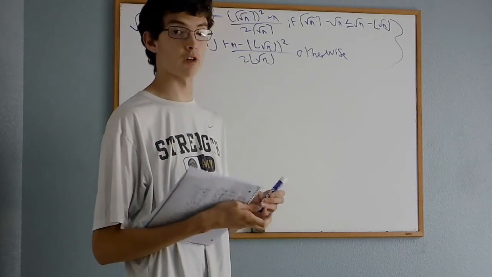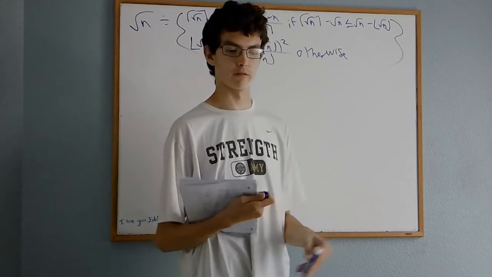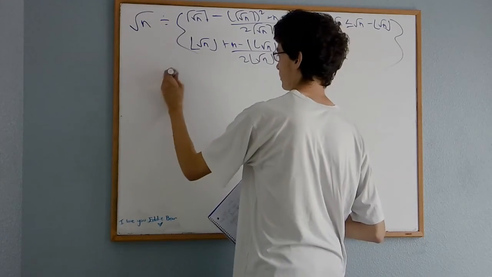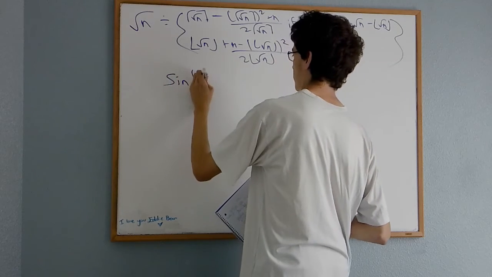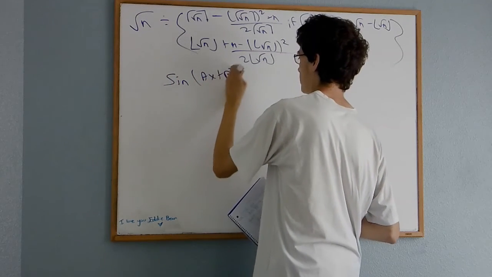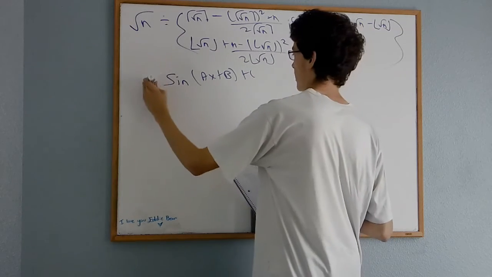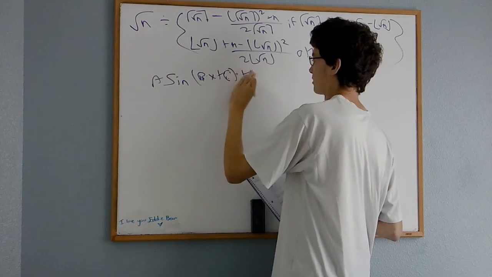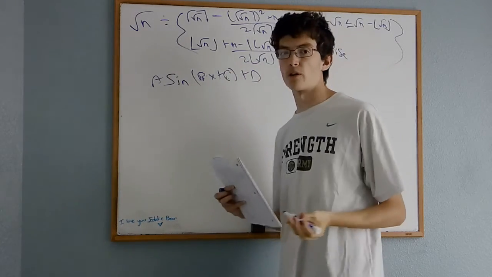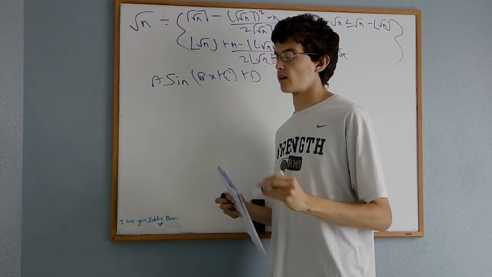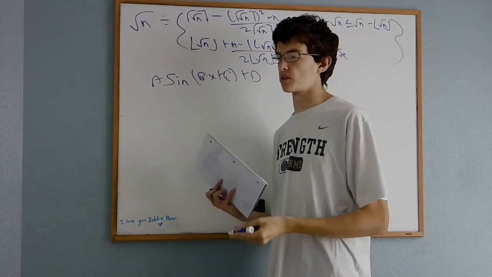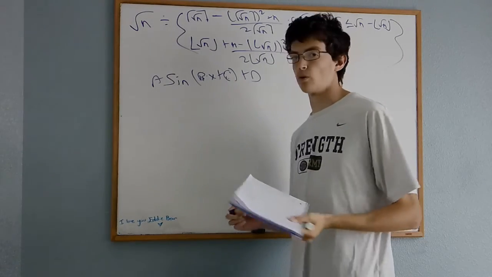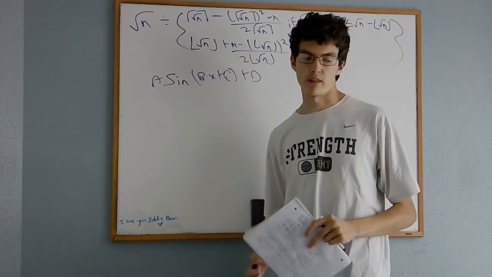Okay, so based on the curve that I got from my regression, it appears to be some kind of sinusoidal regression of the form a times sine of bx plus c, plus d, except I want to find a way to not only decrease the amplitude, but also increase the frequency, because that's what appeared to be going on in the regression.